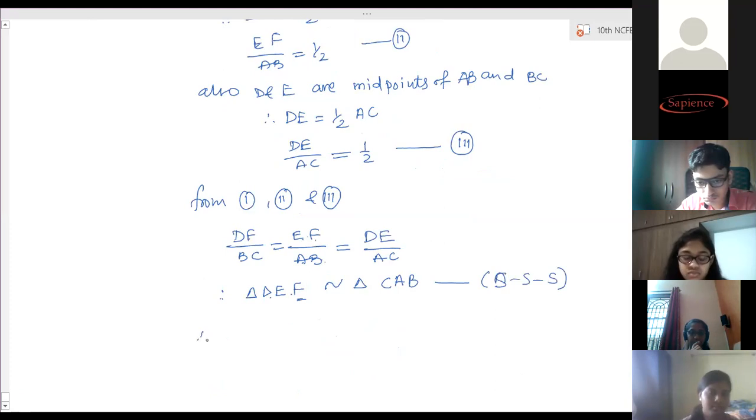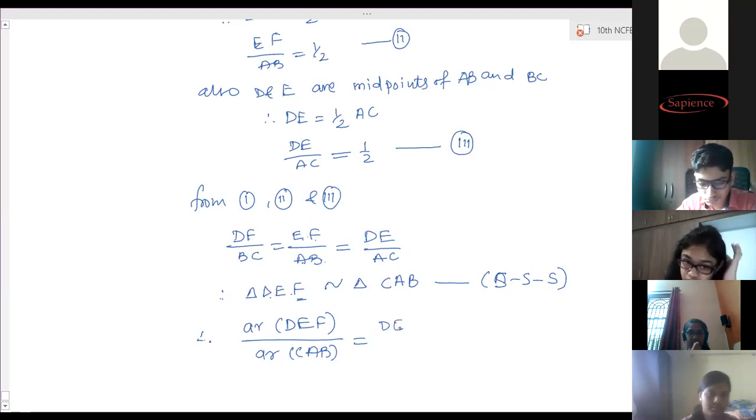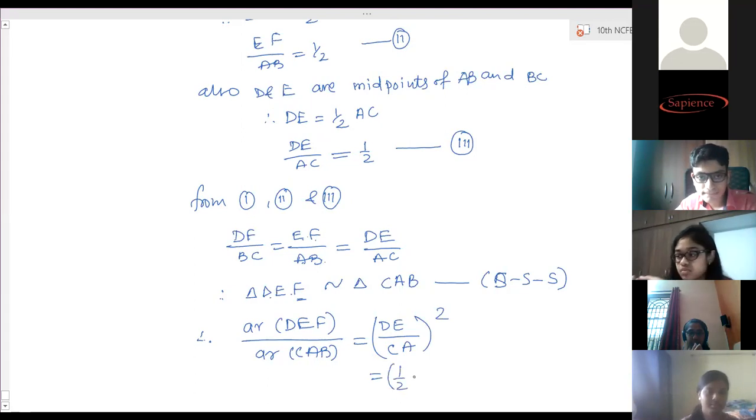And therefore area of DEF by area of CAB is equal to the square of the ratio of corresponding sides, D by CA, whole square. So what is D by CA? 1 by 2. So this is equal to 1 by 2 whole square, which is 1 by 4. Clear? Yes, ma'am. This is the easiest method.